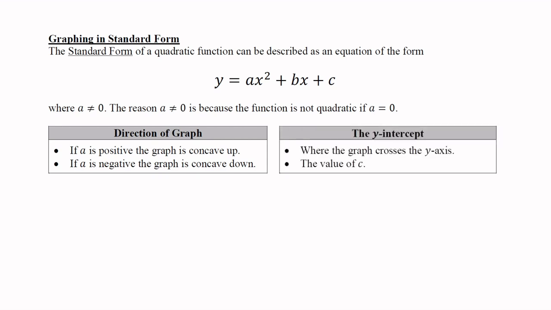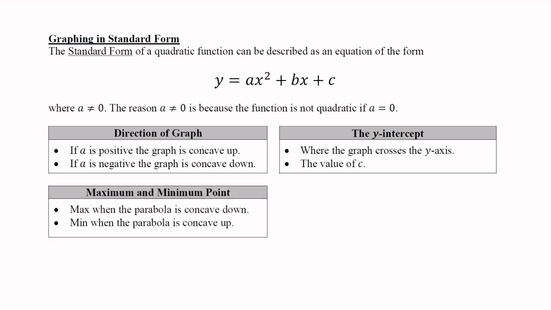The y-intercept is where the graph crosses the y-axis. It is your value of c. So whatever your value for c is, that is the y value of your y-intercept. The max occurs when the parabola is concave down. The min occurs when the parabola is concave up, and you can get that information from your a value.